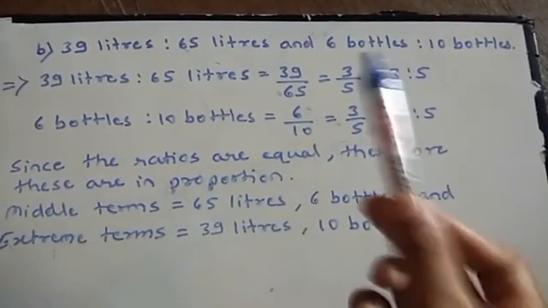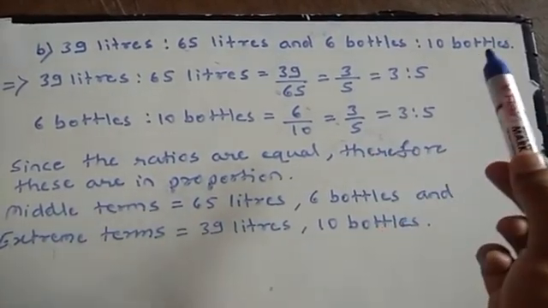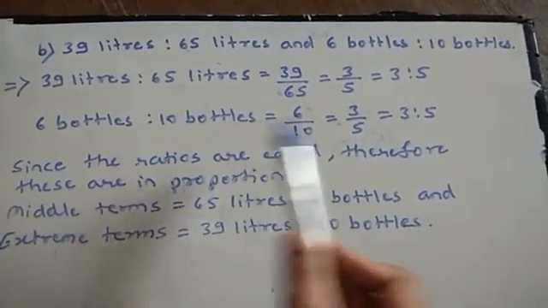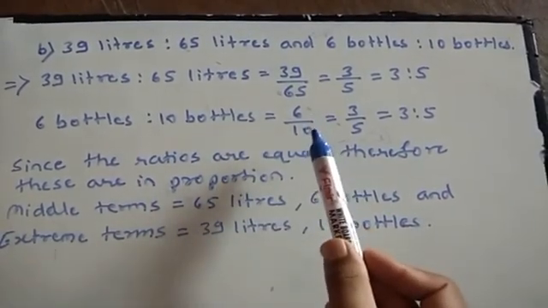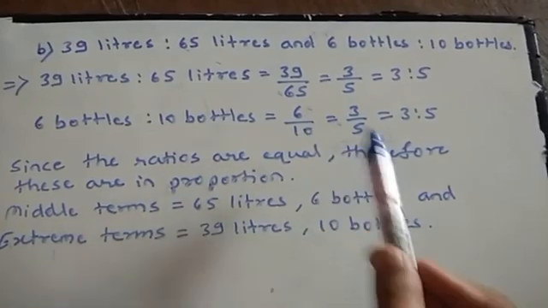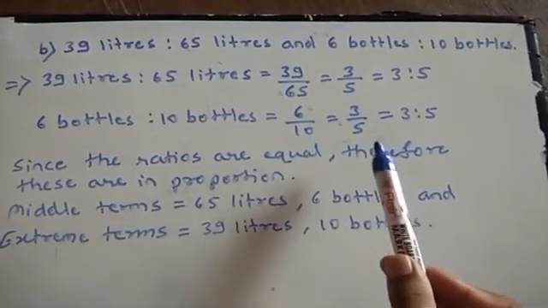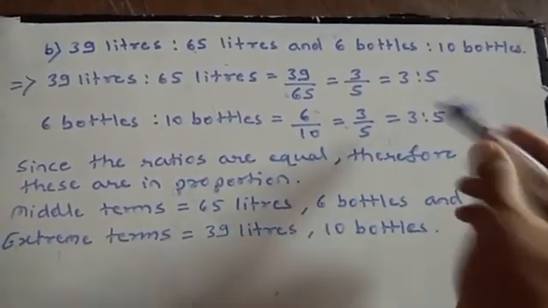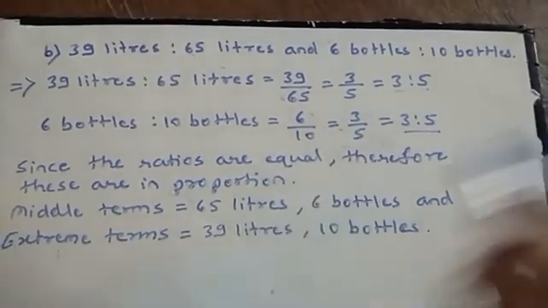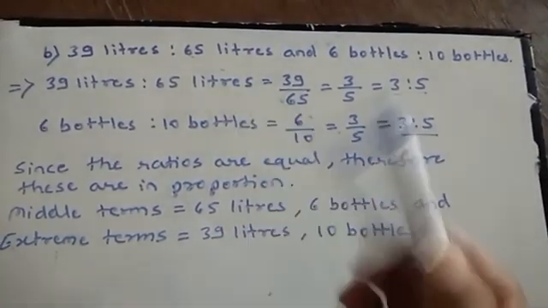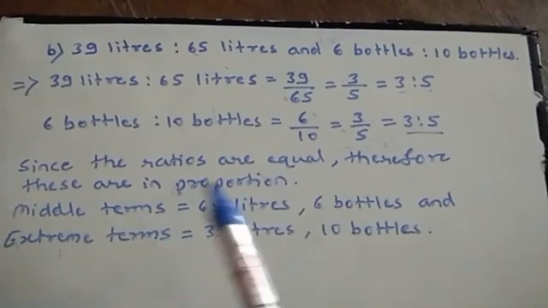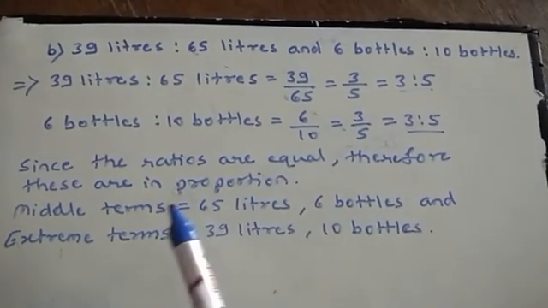Now the second ratio, 6 bottles is to 10 bottles, that is 6 upon 10. Here both the numbers are divisible by 2. 2 3s are 6 and 2 5s are 10. Now this ratio also we got as 3 is to 5. So we can see both the ratios are equal. Hence we can say they are in proportion. Yes or no? Therefore, since the ratios are equal, these are in proportion.